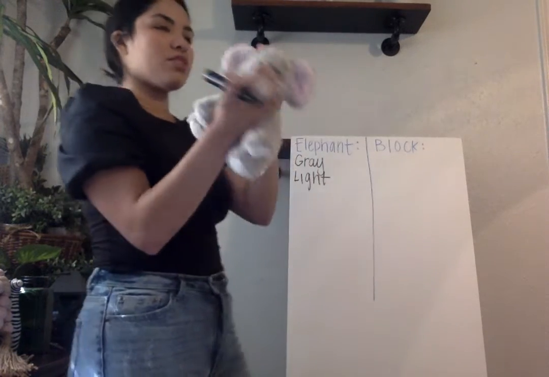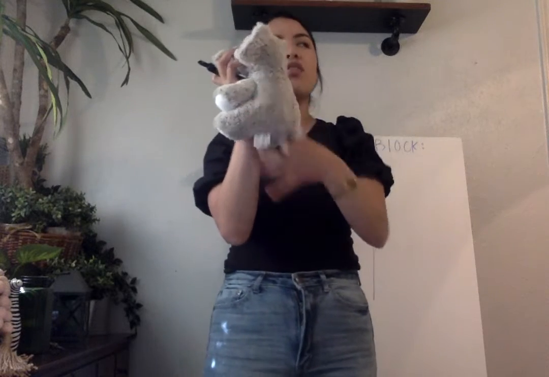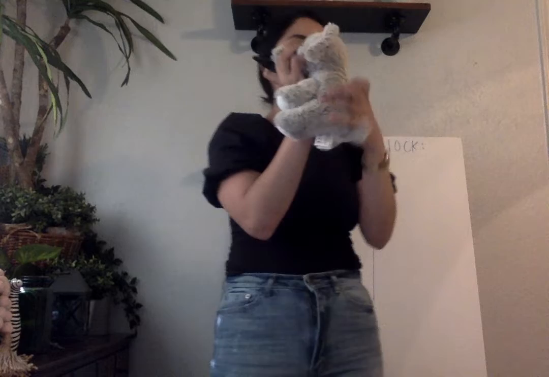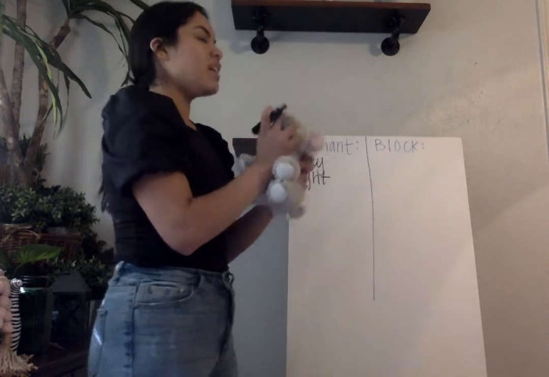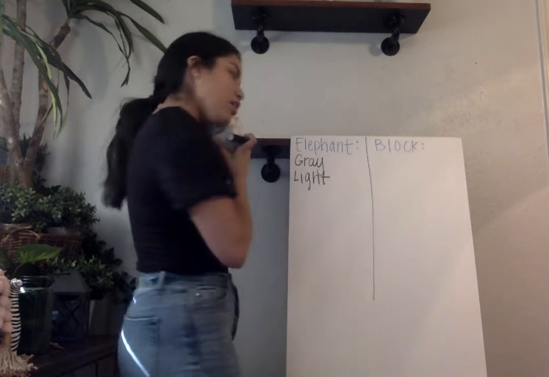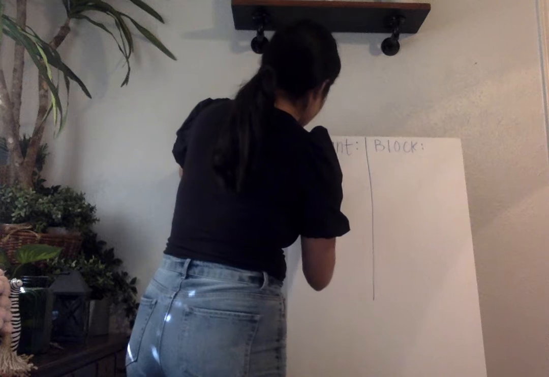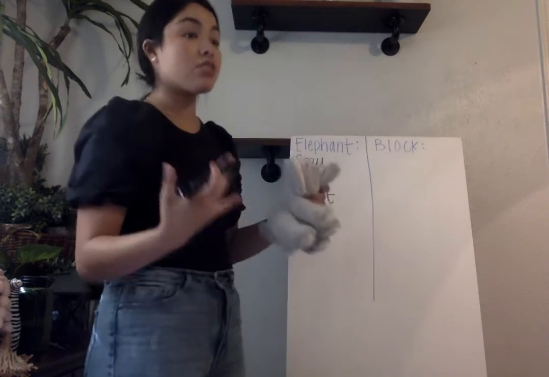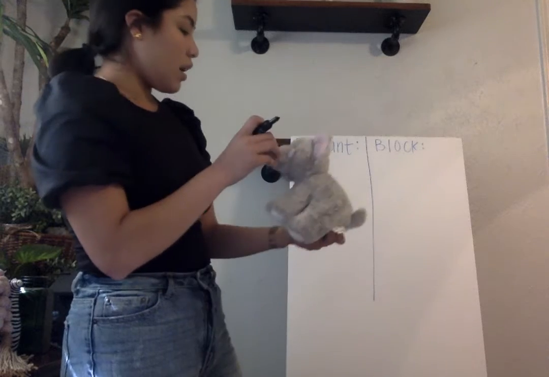If you were to touch Mr. Elephant, do you think he'll be rough? Do you think he'll be soft? Or do you think he'll be pointy? What do you think? If you touch Mr. Elephant, he's soft, right? Because you can cuddle with him. He's soft. Okay, right? So he's soft. These are physical characteristics of an elephant.